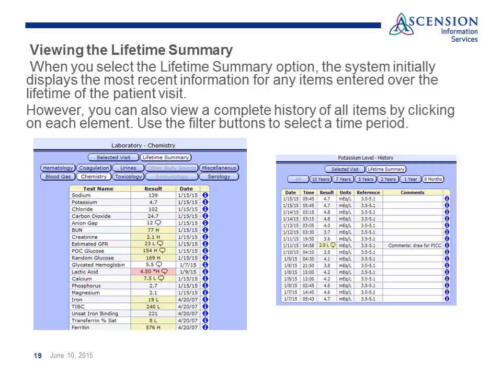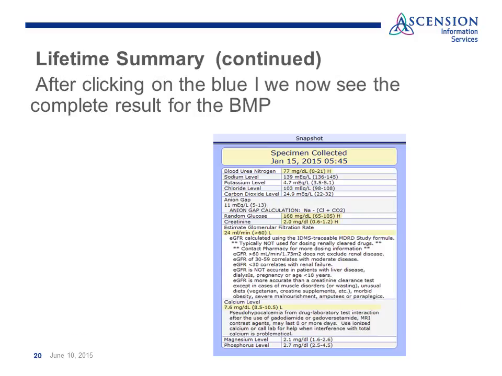In this example, we are viewing all of the potassium results. To view the entire results, click on the blue eye in the far right-hand column. After clicking on the blue eye, we now see the complete result for the BMP.